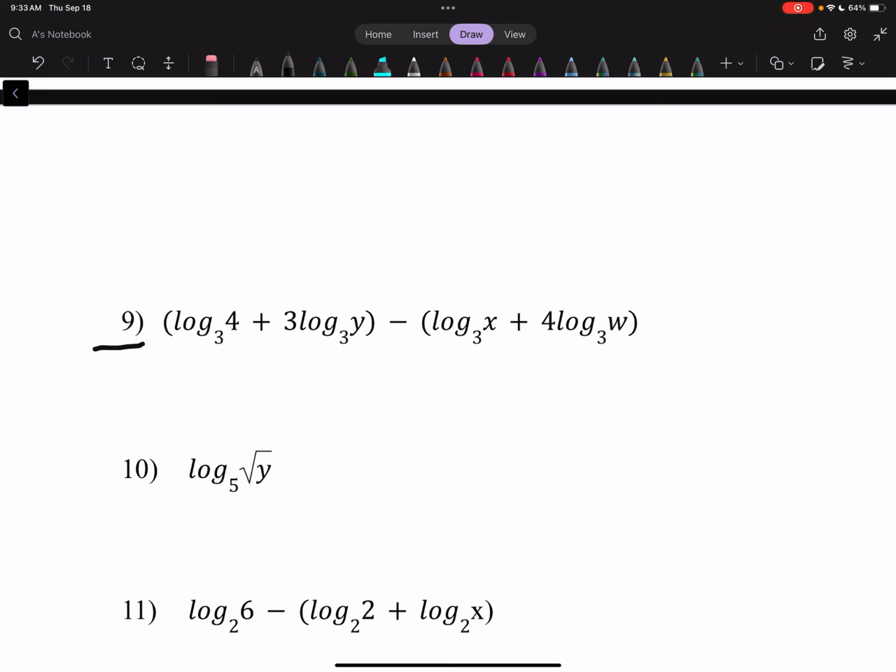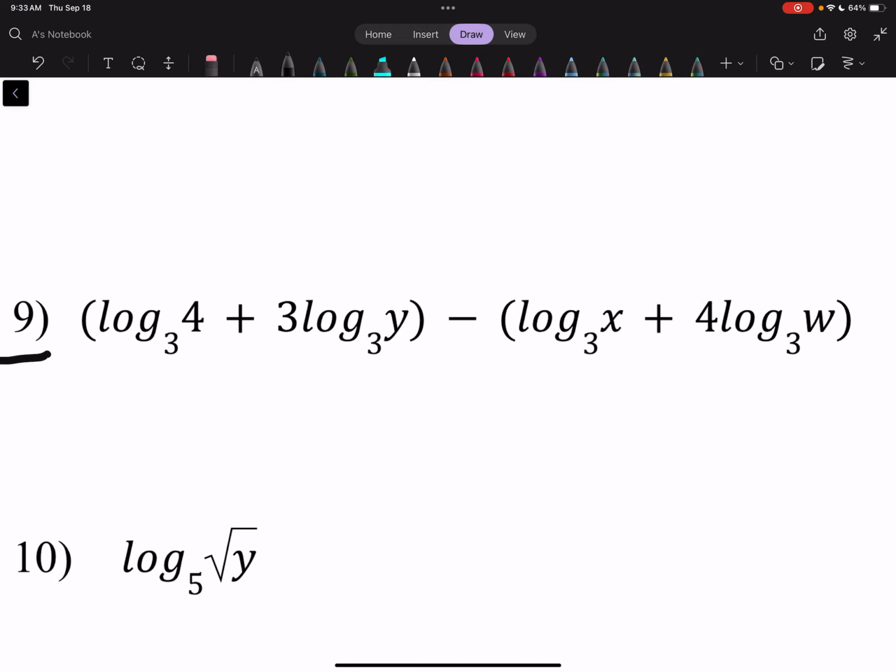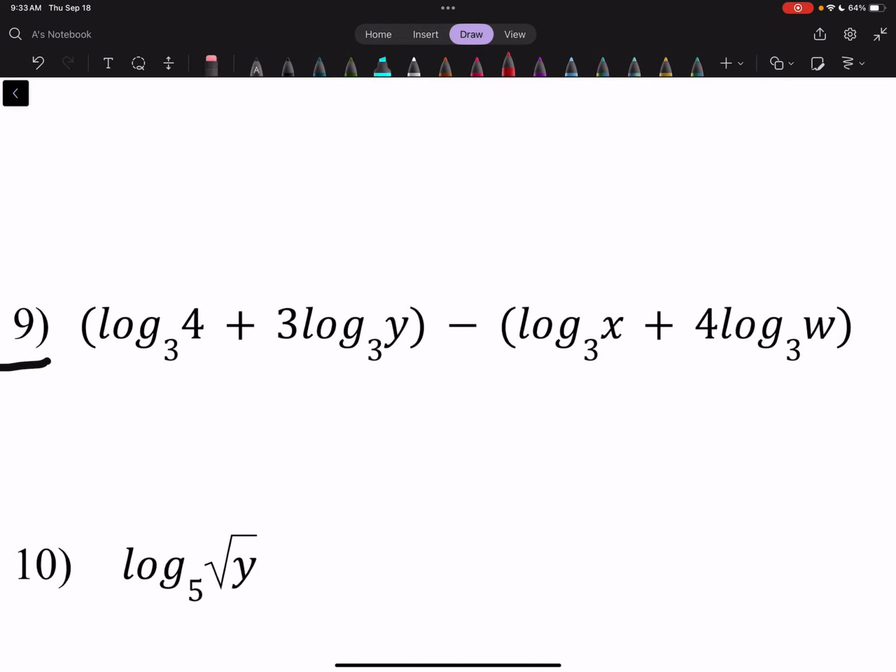Remember how I said before, whenever I was expanding the logarithm, I had a denominator. This one has minus parentheses, so you can either do it the way I'm about to, or you could distribute this negative to both things and have negative log base 3 of 4y plus 4 log base 3 of w. You could do that. I'm not going to.